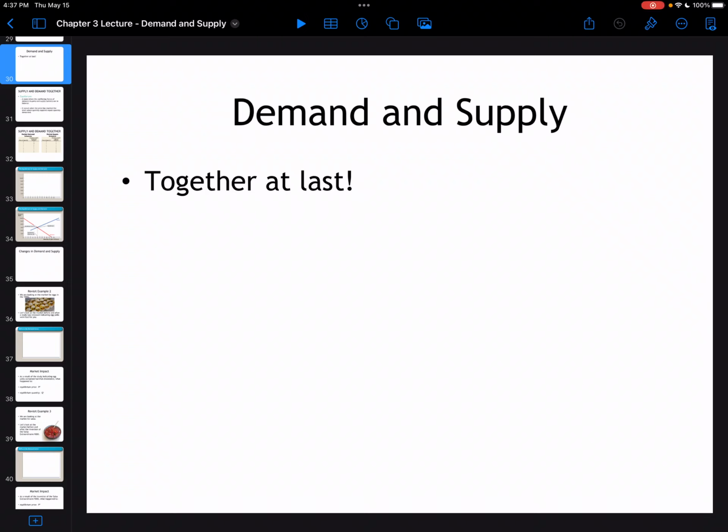Okay, so now that we've gone through demand, we've gone through supply, we can put everything together and analyze some of the examples we looked at before but didn't examine completely. So it's about time we bring supply and demand together at last.